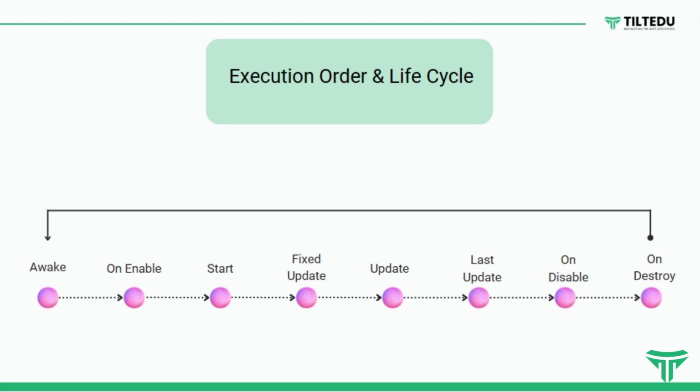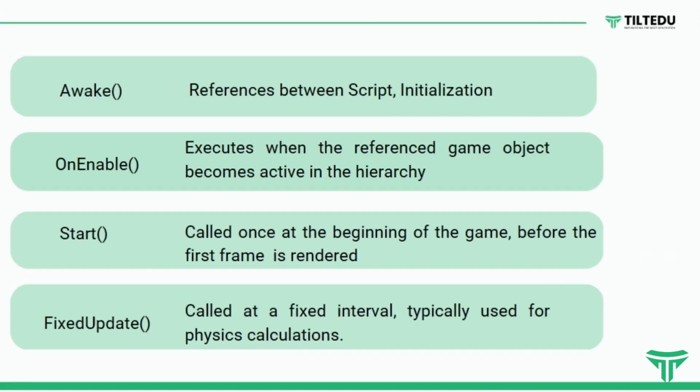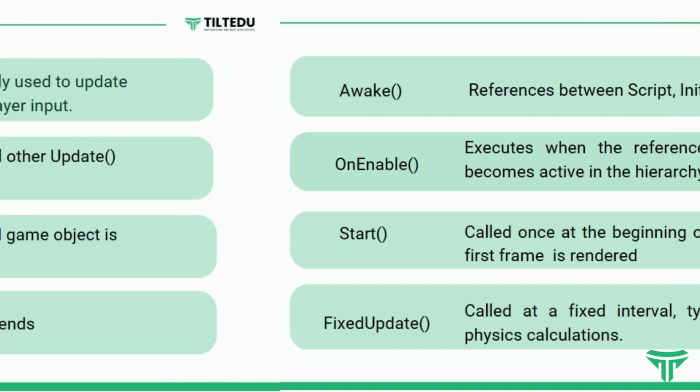Instead of just showing you these methods, I'll explain them one by one and the execution cycle of each of these methods. Awake function: references between script and initialization. OnEnable: executes when the referenced game object becomes active in the hierarchy. Start: called once at the beginning of the game before the first frame is rendered. FixedUpdate: called at a fixed interval, typically used for physics calculation.